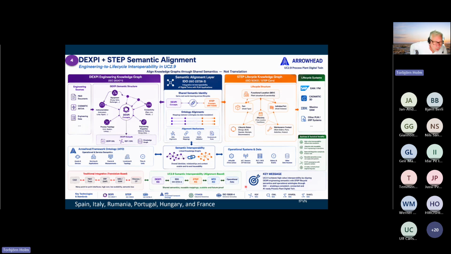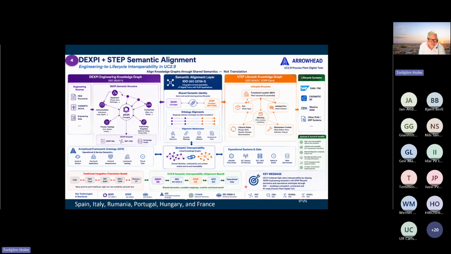Is that we also add the life cycle data or the life cycle graph to the engineering and DEXPI graph, because then we cover it from engineering to maintenance and rebuild and so on. And we do the alignment using IDO. We have DEXPI concepts and we have STEP concepts, and we align them, and very successfully.